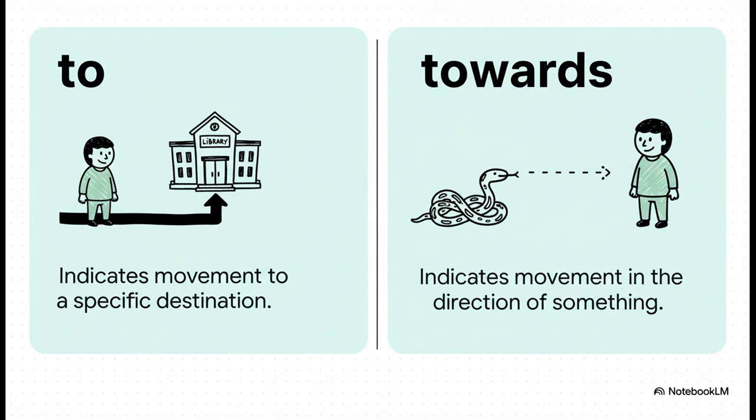It is your final destination. But if a snake moves towards you, it's just heading in your general direction. It might stop and might turn away, hopefully. So "to" is all about arrival, and "towards" is about the direction of the journey.